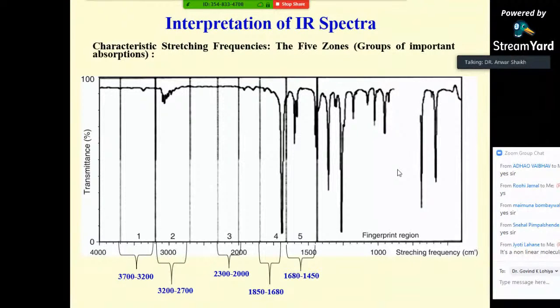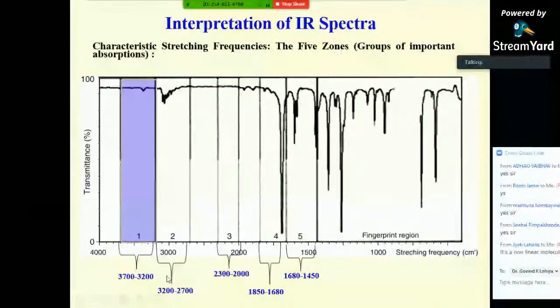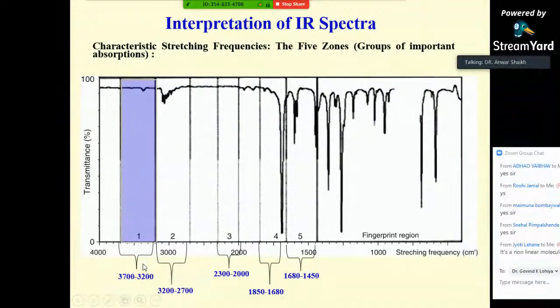So here what you have to do is divide the IR spectra into zones. I'm explaining zone 1. Just with a pencil you have to draw a line on your IR spectra, and zone 1 comprises the 3200 to 3700 per centimeter region. Okay, now zone 2 is 2700 to 3200.